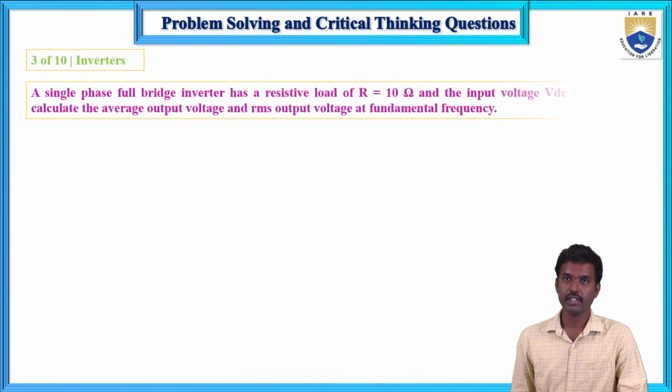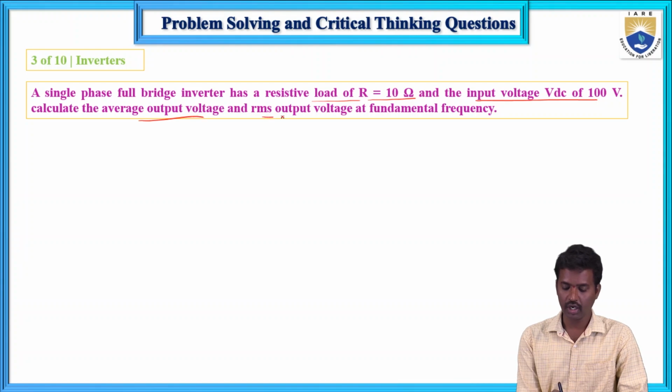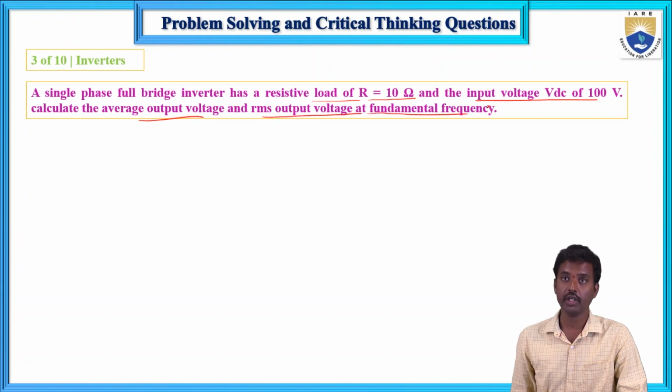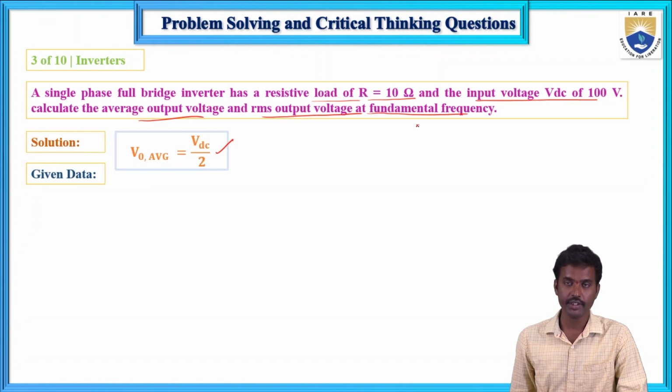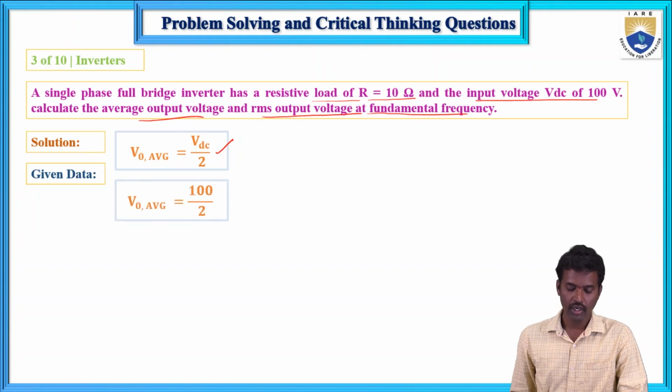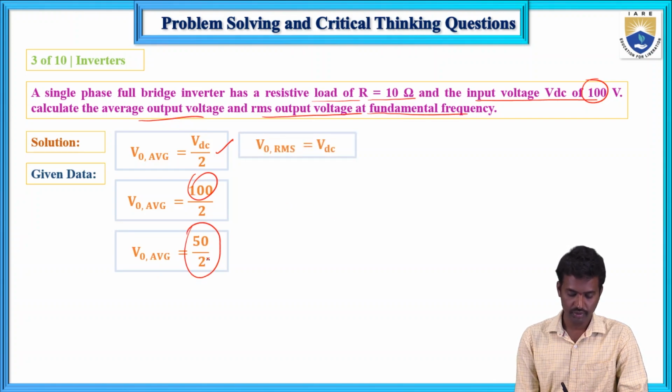Next, third question. A single phase full bridge inverter has a resistive load of 10 ohms and an input voltage of 100 volts. Calculate the average output voltage and the RMS output voltage at fundamental frequency. Solution: first, V average equals VDC by 2, the total average output value, which is 100 volts divided by 2, that means 50.